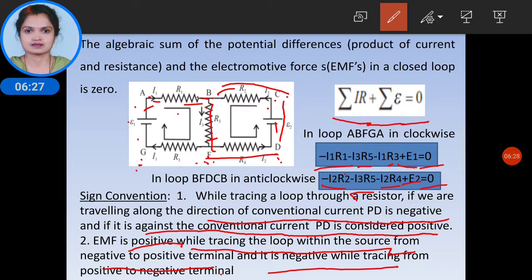Now from these two equations, if we take the negative part to the right hand side, the equation for E1 will become E1 is equal to plus I1 R1 plus I3 R5 plus I1 R3. And for E2 it will become plus I2 R2 plus I3 R5 plus I2 R4, which means that Kirchhoff's law states the algebraic sum of the potential differences and the electromotive force in a closed loop is 0. So, the voltage law is nothing but the law of conservation of energy.